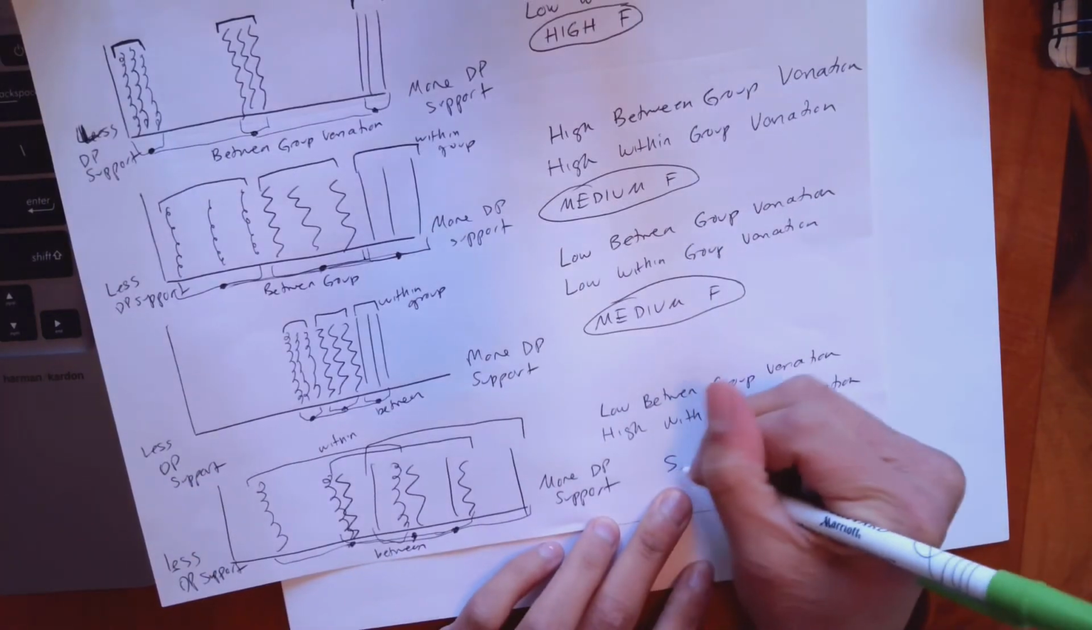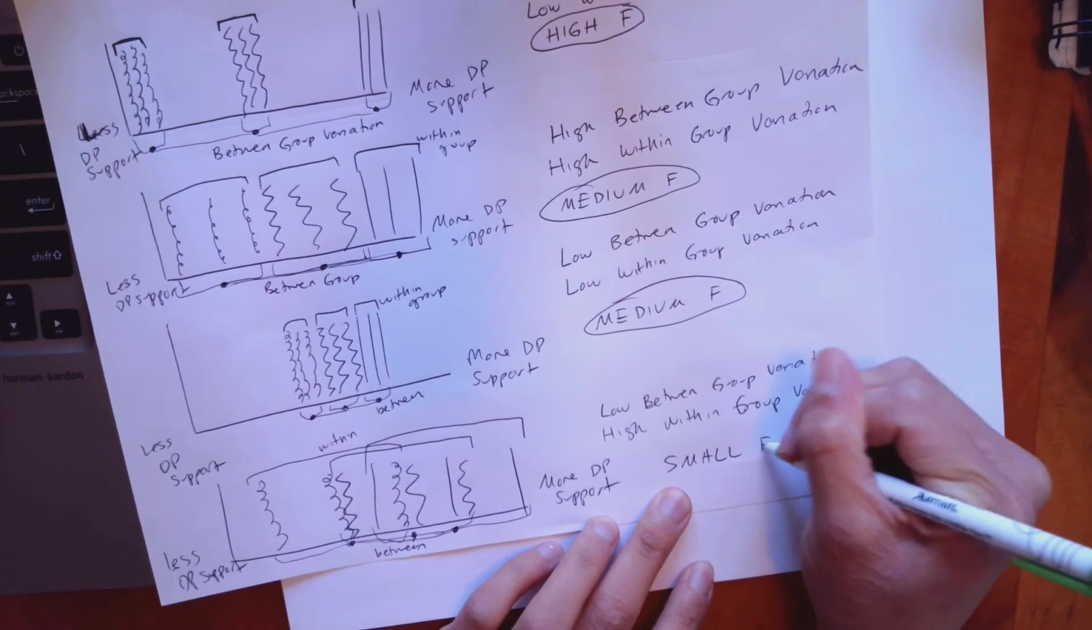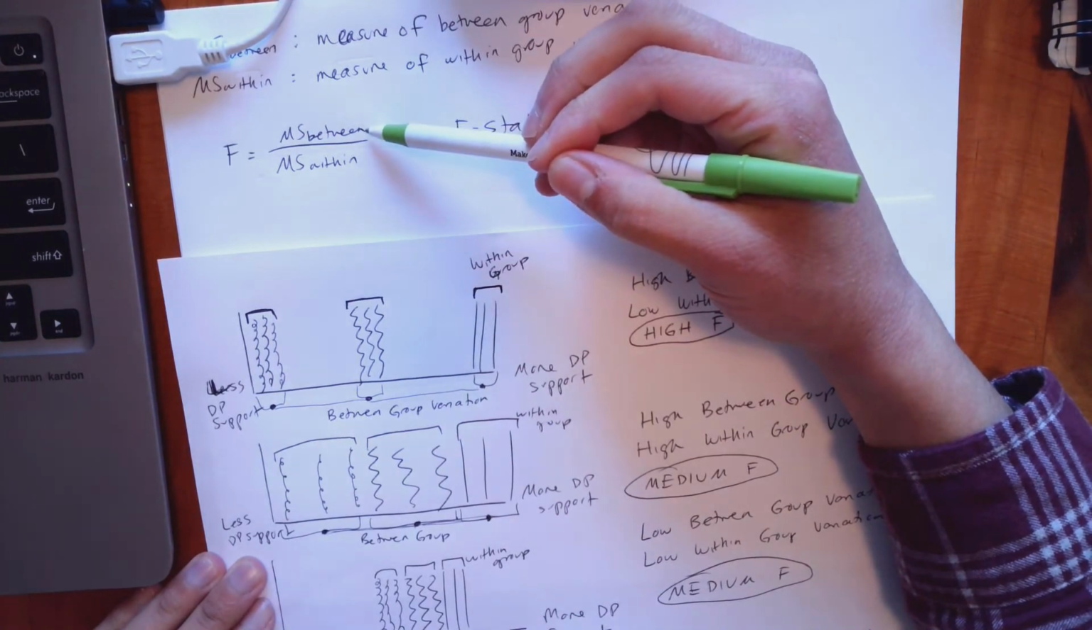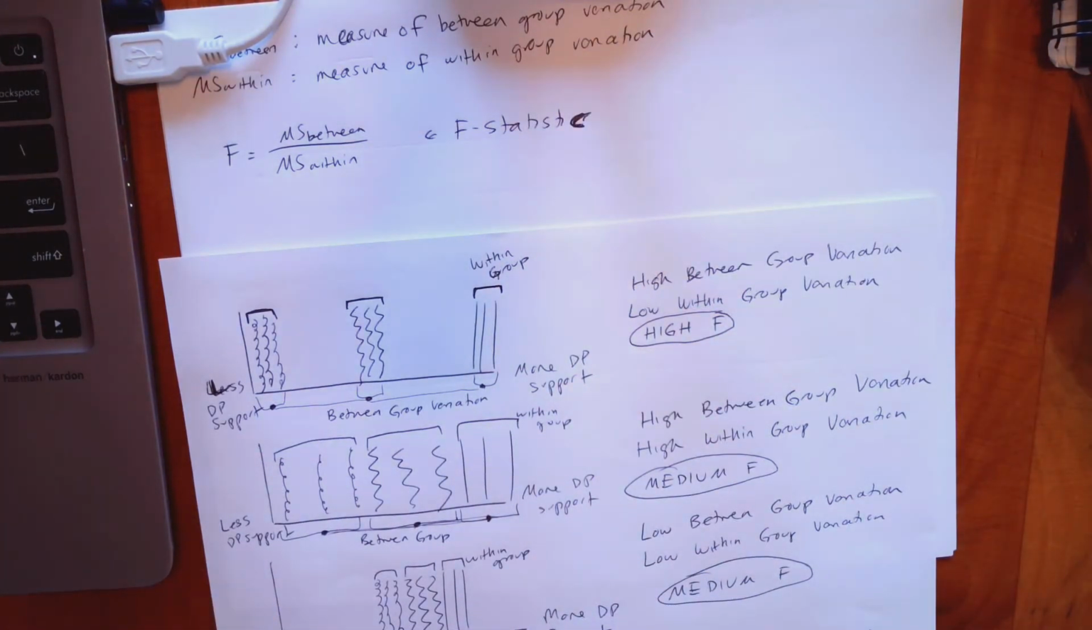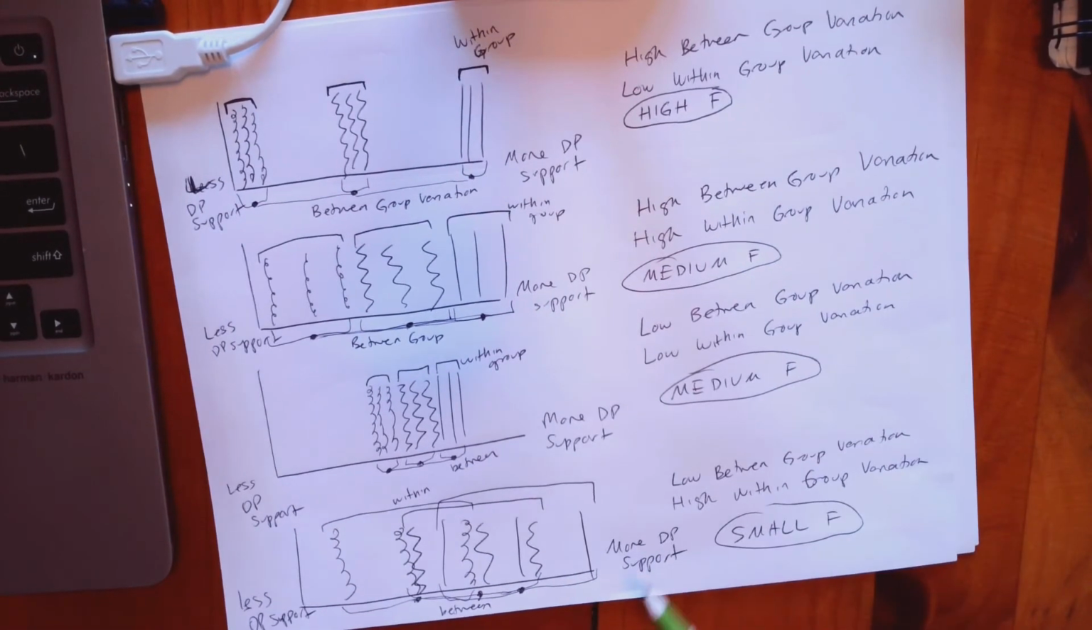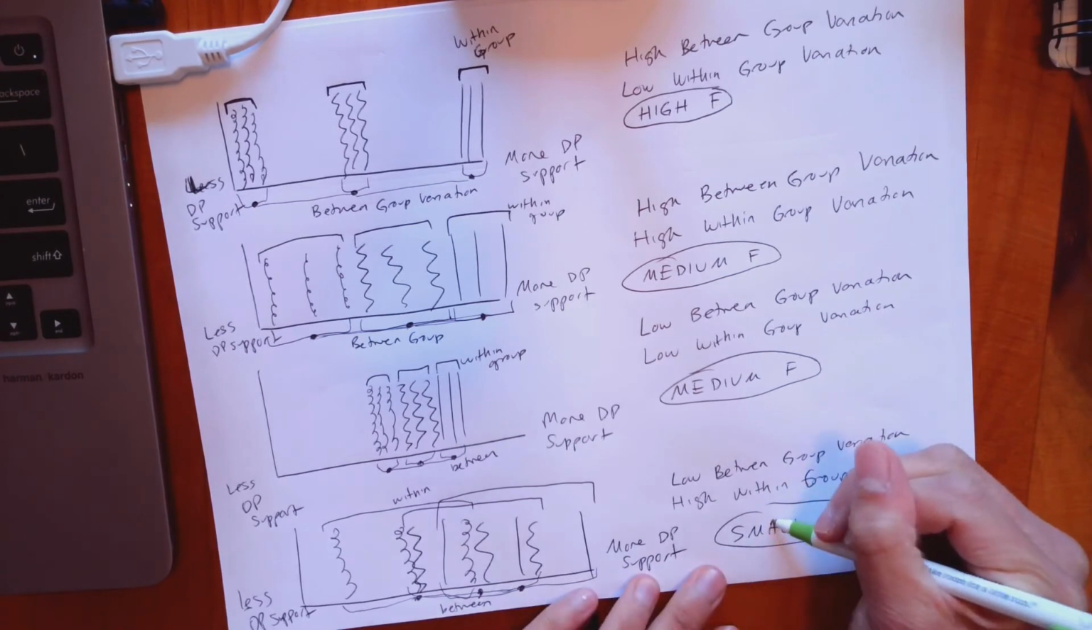In our last scenario, though, we have a big number in our denominator, a small number in our numerator, and because of how division works, this means you end up with a small F statistic. So our final scenario here is going to be described by a small F statistic.